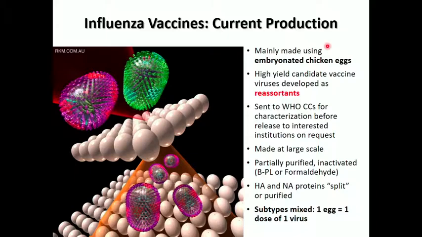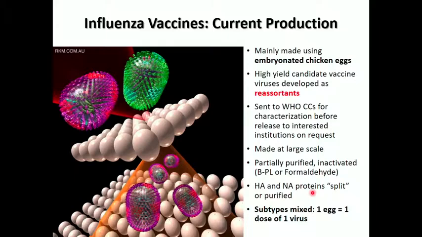So you take circulating flu virus, you mix it by that same technique I showed you, infecting the same cells with different viruses, with a strain of virus that you know multiplies well in eggs. You mix them until you get the coat proteins that you want, the HA and the NA of the circulating virus. These things then go through WHO labs. They are made at large scale, then partially purified, inactivated with something called beta-propiolactone or just formaldehyde, and the HA and NA proteins are split using a fractionation process.